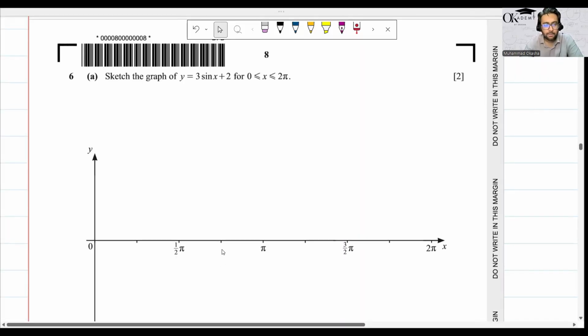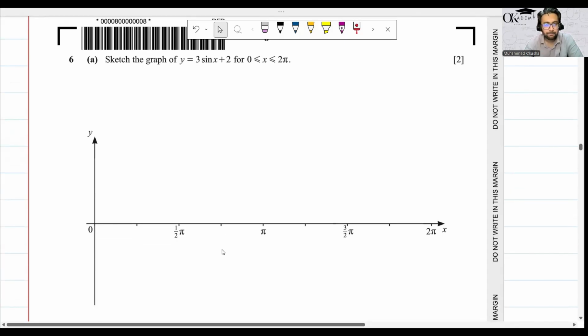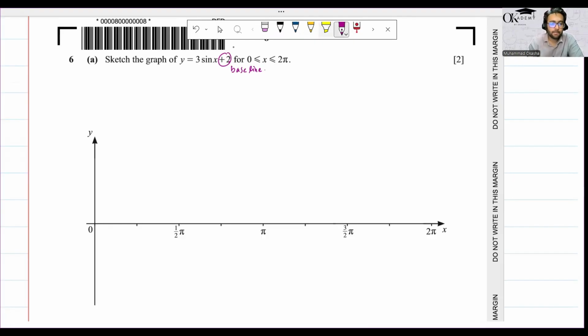Let's move on to the next question. Sketch the graph of y equals 3 sine x plus 2. I hope you remember this. This represents the baseline. I would highly recommend using a scale to mark the points. I'm going to write very roughly, but I would recommend that you use a scale.